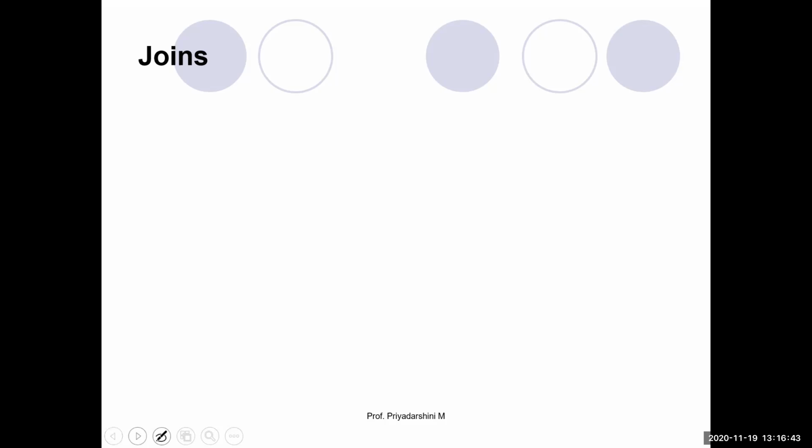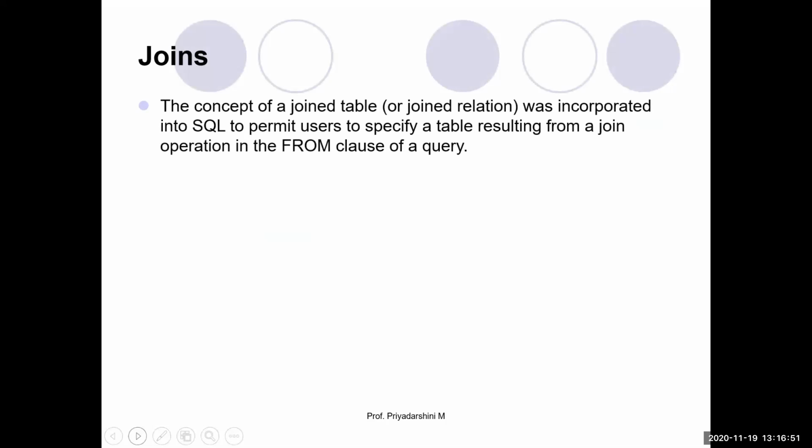First, we will have different varieties of joins here. So the first one is a join. The concept of a joined table was incorporated into SQL to permit users to specify a table resulting from a join operation in the FROM clause. So join is always better than the normal equals that we use. That also we call a join.